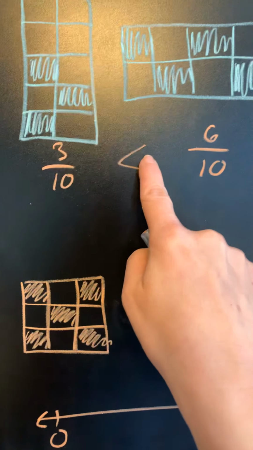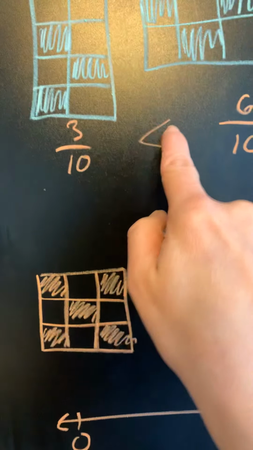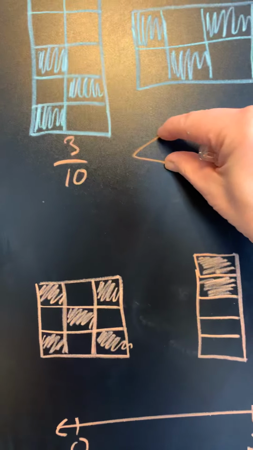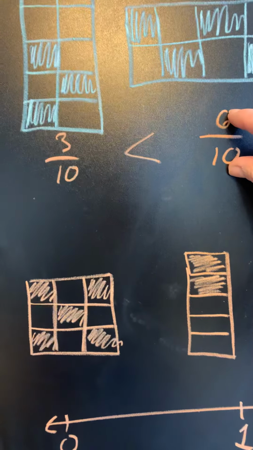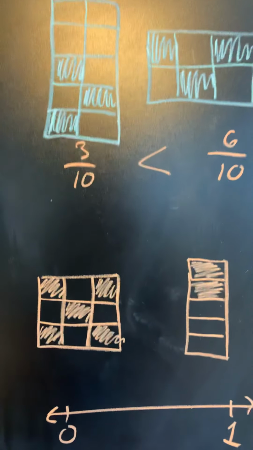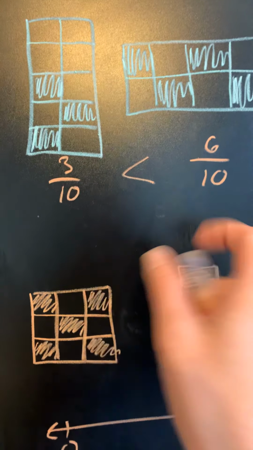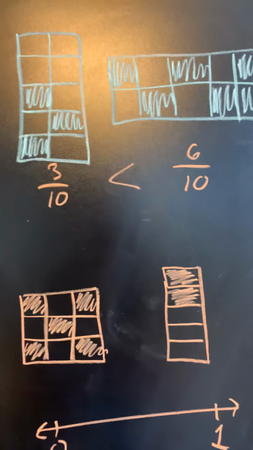Remember, it's like an alligator is going to eat the most because it's really hungry. The open end is bigger, so it's facing the bigger side. That point is the smallest end, so it points to the smallest side, okay? So 3/10 is less than 6/10. Okay, those are pretty easy.